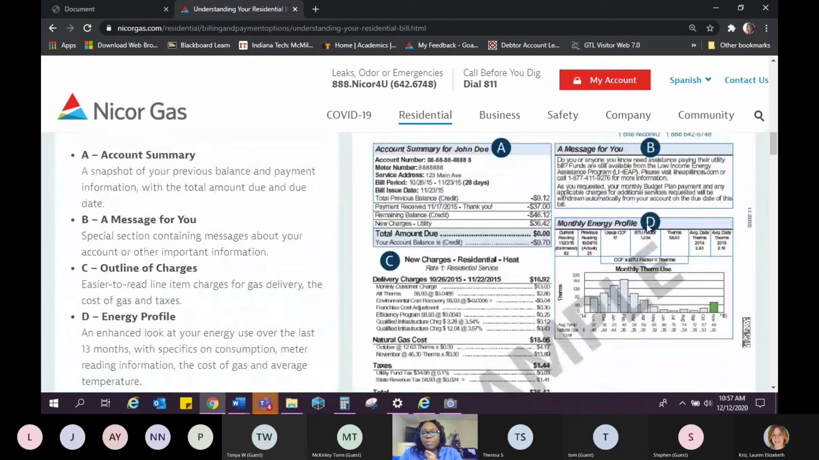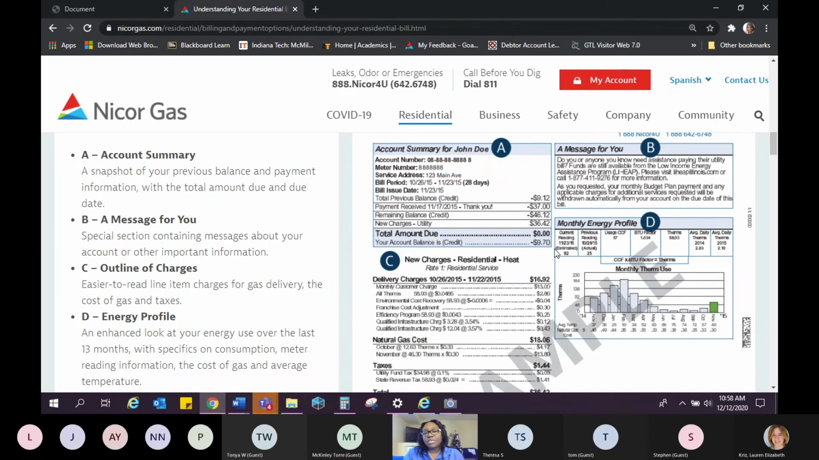Now over D, which is the energy profile, this is going to also give you some information regarding your therm use. This first box over here gives you the current reading. That current reading tells you what we are billing you for this billing period. For this customer, the reading was 82, and this is a reading, not the number of therms. This word right here in parentheses says estimate. It'll either say estimate or actual.